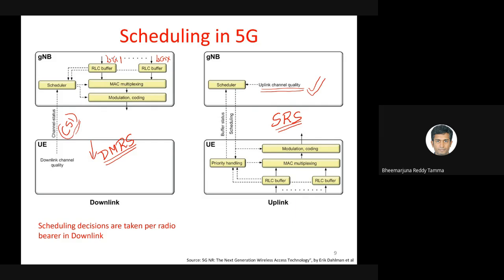Now look at what is happening. In addition to the SRS, your handset also may want to transmit the buffer status report and also the power headroom information. So that can also be done. And now we have the uplink scheduler running at the base station. It could be independent of the downlink scheduler.